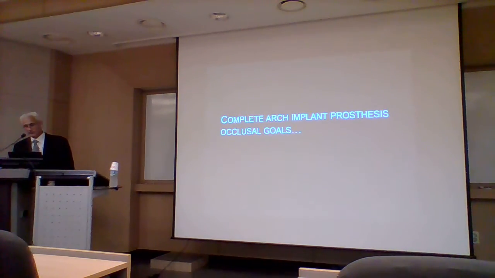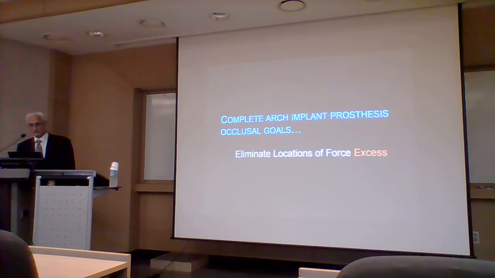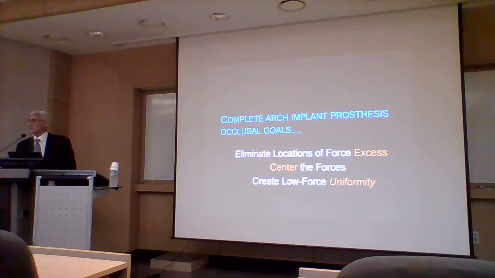So with the complete arch implant prosthesis, we want to try to eliminate occlusal force excess, center the forces, and create low force uniformity throughout the prosthesis. 그러니까 전악을 임플란트 한다고 하면 포스 익세스를 제거하고 포스 벡터의 합은 중심적으로 가도록 하고, 그다음에 로우 포스가 전반적으로 어느 한 군데 집중되지 않도록 교합을 맞춰주는 것들이 목표가 되는 거고.